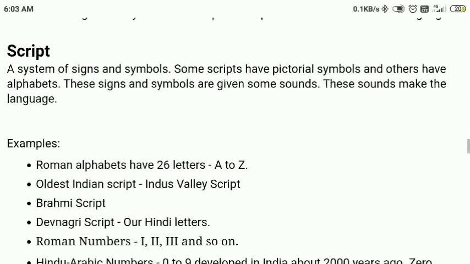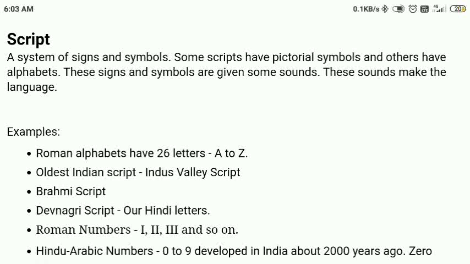So what is a script? A script is a system where signs and symbols are used. So it is a collection of signs and symbols. In scripts we can have some pictorial symbols as well. Earlier, when people were making paintings, they then moved to symbols. There they were using pictures of animals, and that particular animal had some meaning. That is how scripts had some pictorial symbols as well as alphabets.